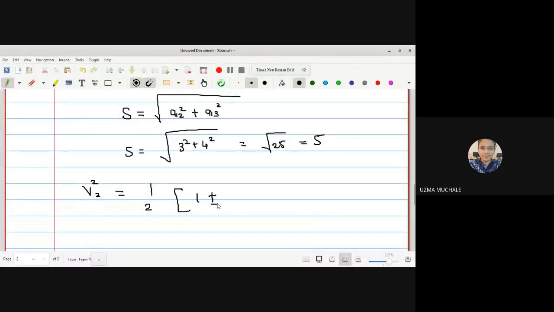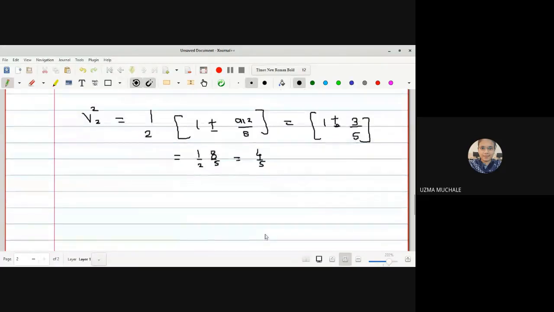1 by 2, 1 plus or minus A12 divided by S, which is equal to 1 plus or minus the value of A12, which is 3, divided by the value of S, which is 5. Whatever the sign of this A12 we will follow that, and here it is plus. Hence the value we have obtained is 1 by 2 into 8 by 5, which is equal to 4 by 5, which means that the value of V2 is equal to 2 upon root 5.